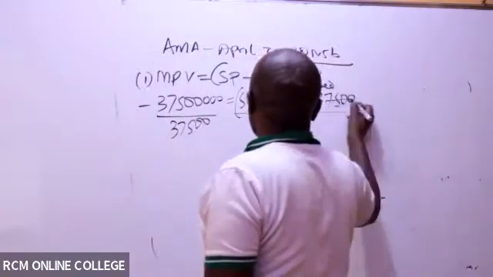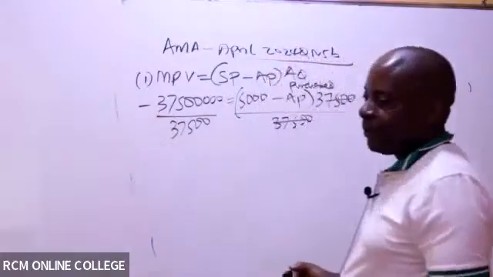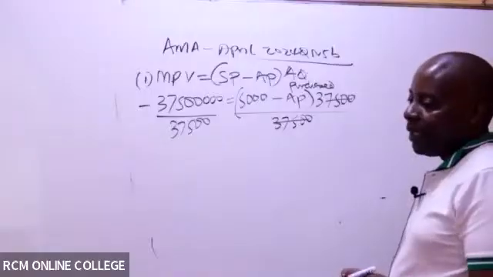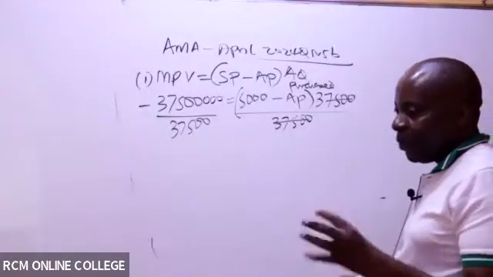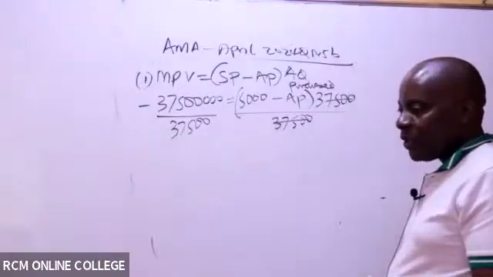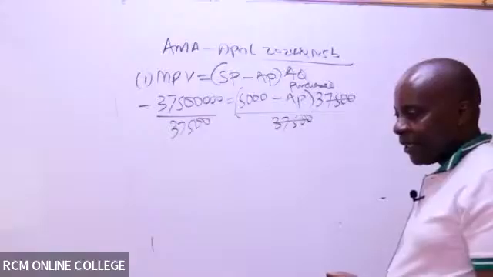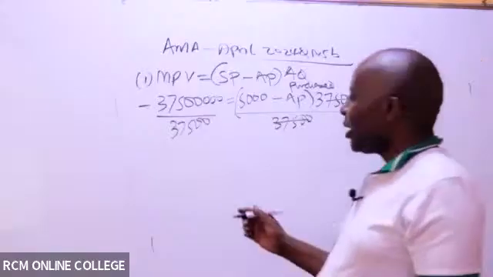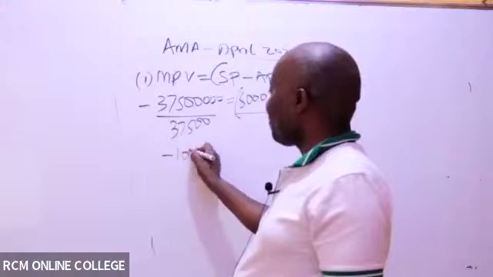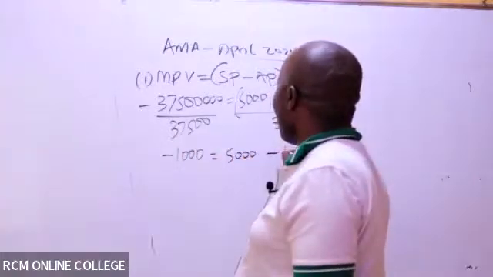So then this and this cancel out. Is there somebody who can give me this divided by this? This is the easiest way. But if you still have the time and you feel you need to do this the high school way, no worries, the floor is yours. So it gives me minus 1,000, which will be equal to 5,000 minus AP.